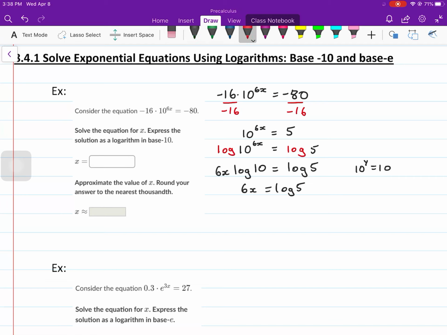And then to solve for x, we divide by 6. And x equals log of 5 divided by 6. So that's going to be the first answer right here. Solve the equation for x, express it as a logarithm base 10. Here's the answer: the log base 10 of 5 over 6 would be what you put there.